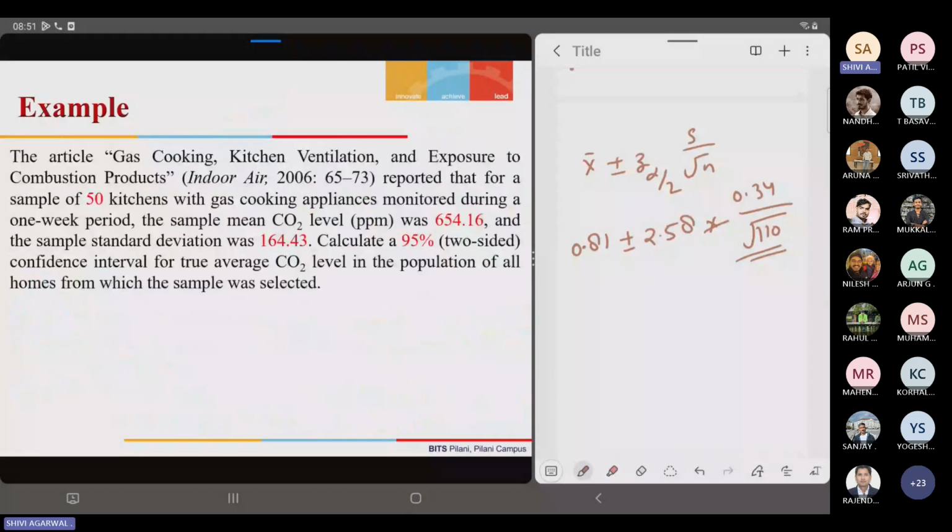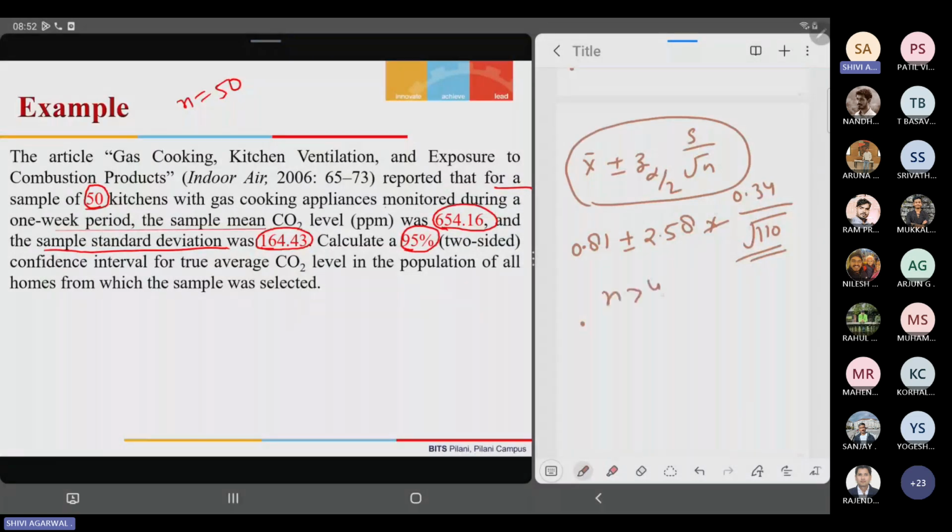Some more examples here. We reported for a sample of 50 kitchens, so n is equal to 50 here. Gas cooking appliances were monitored during a 1 week period, and the sample mean is 654.16, and the sample standard deviation is 164.43. For a 95% confidence interval, which formula can you apply here? The Z distribution is the same here, because n is greater than 40; it is 50. That is why we are using the same formula. The formula is what?